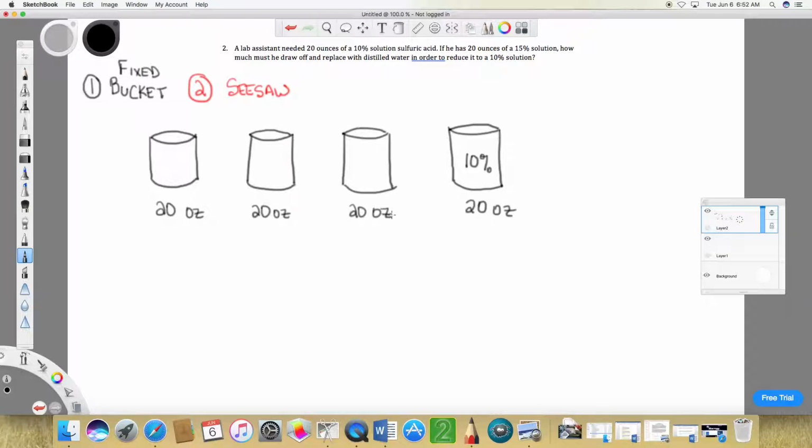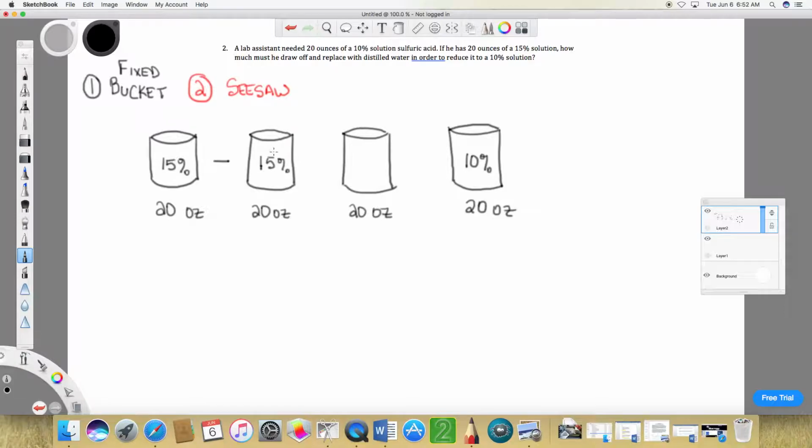So let's continue. We started off with 15%, and this solution apparently is too strong. We want to weaken it. We want a 10% solution. So what we're going to do is drain, draw off, some of this 15%. Maybe you're just walking over to the sink and pouring part of this 20 ounces down the sink.